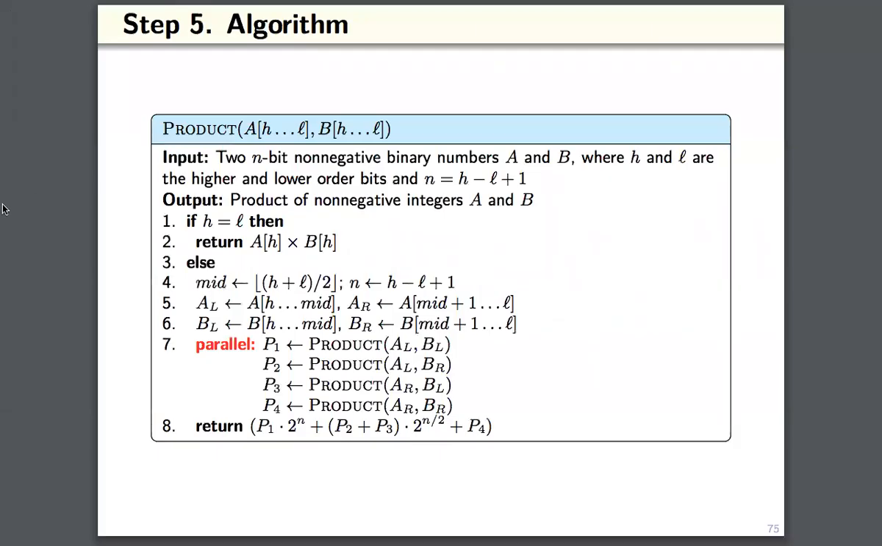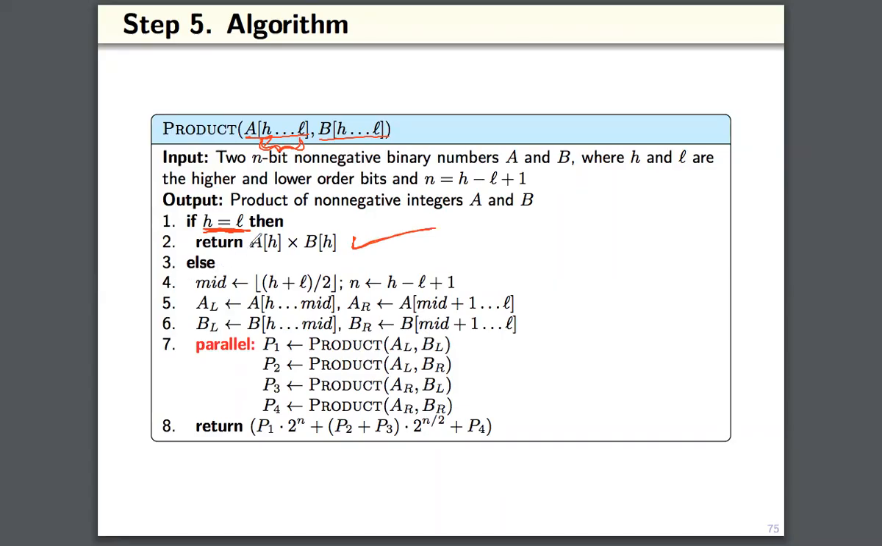Now let's go to the pseudocode. The pseudocode is something like this: product of one subarray of A, one subarray of B, H2L, H2L. H is the most significant bit. And let's assume that this is a power of 2. It's easier that way. What's the base case? If H is equal to L, 1 bit times 1 bit. It's very simple. Return 1 bit times 1 bit, whatever the answer is.